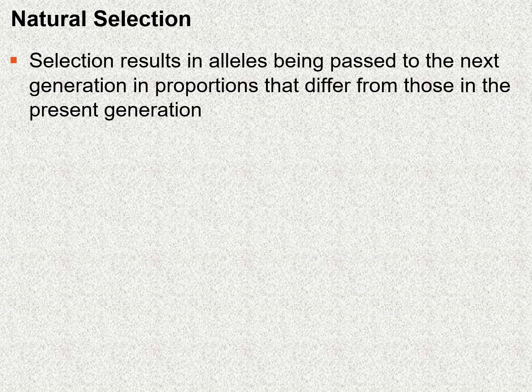Now, natural selection. Remember, you should already know the definition of natural selection. Okay, so in terms of alleles, it results in alleles that are being passed to the next generation in proportions that differ from the previous generation. An increased proportion or a decreased proportion, right? So if it's selected for, if it provides a benefit, then it'll be an increased proportion. If it doesn't provide a benefit, it will be decreased in the population.